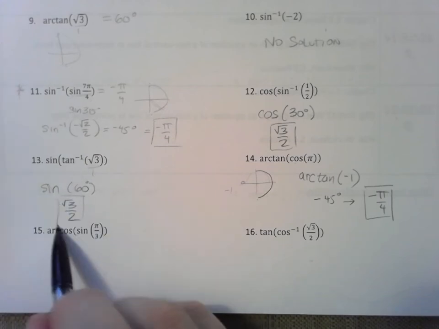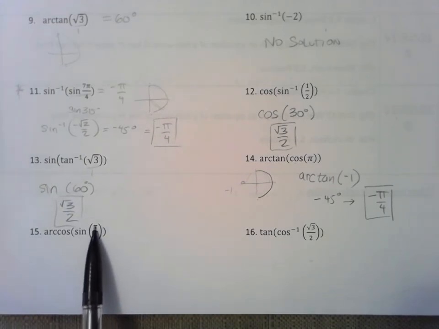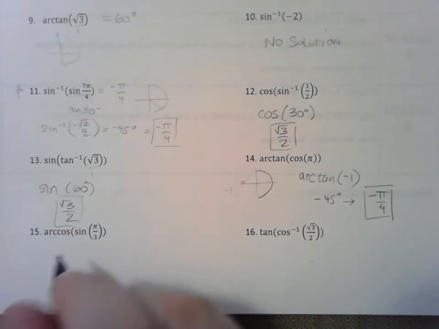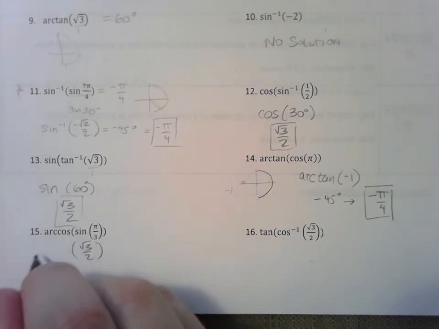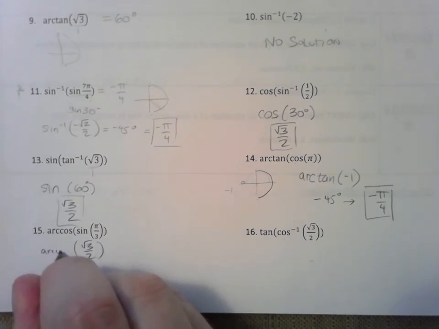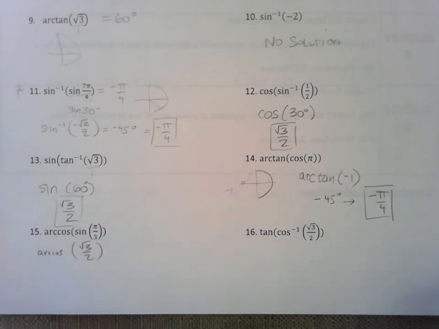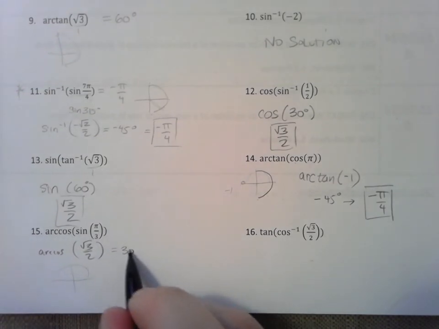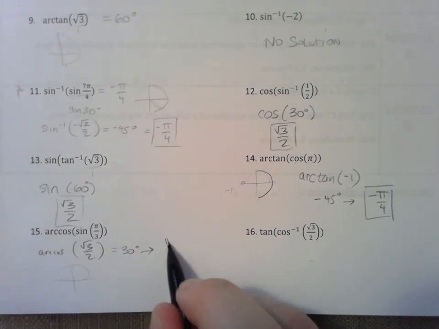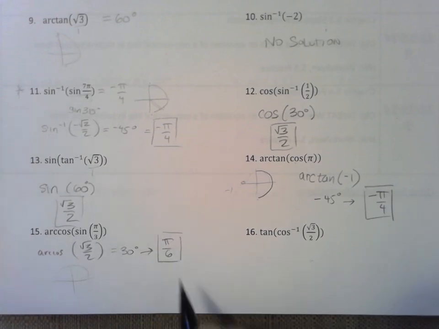Question number 15. Starting with the inside out, pi over 3 is 60 degrees. 180 divided by 3 is 60. The sine of 60 is root 3 over 2. Now let's find the cosine inverse of root 3 over 2. What angle gives you a cosine value of root 3 over 2? Cosine inverse is defined in quadrants 1 and 2. Root 3 over 2 for the x-coordinate would make our answer 30 degrees, but again, we need to convert it to pi over 6. When they give us radians, we give it back.